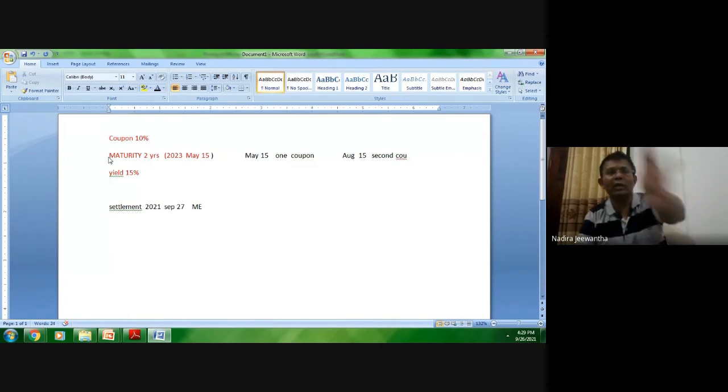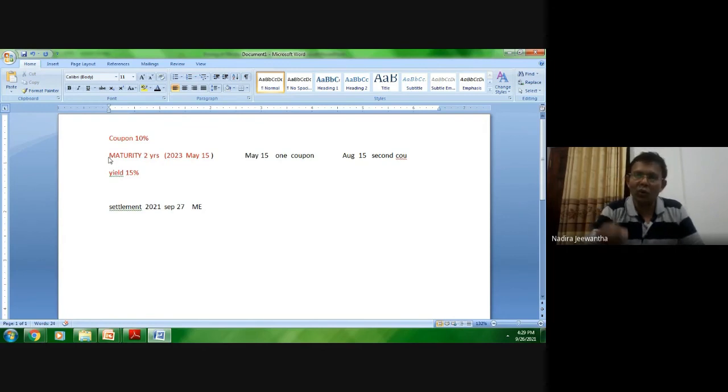The Central Bank has credited this coupon to your account. When must you have last received it? Obviously, 2021 August, August 15. The 10% coupon calculated based on the face value has been credited to your personal account, by the Central Bank of Sri Lanka. The last coupon you received was August 15.